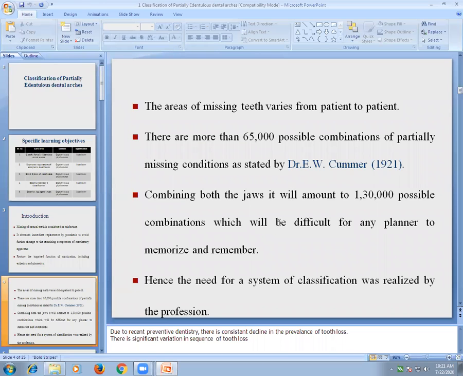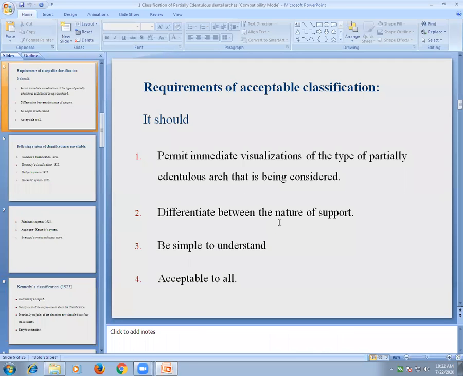That means the classification should be in a systematic manner. What are the requirements of an acceptable classification? It should permit immediate visualization of the type of partially edentulous arch that is being considered. Second point is to differentiate between the nature of the support. It should be simple to understand and it should be acceptable to all. These are the main requirements.